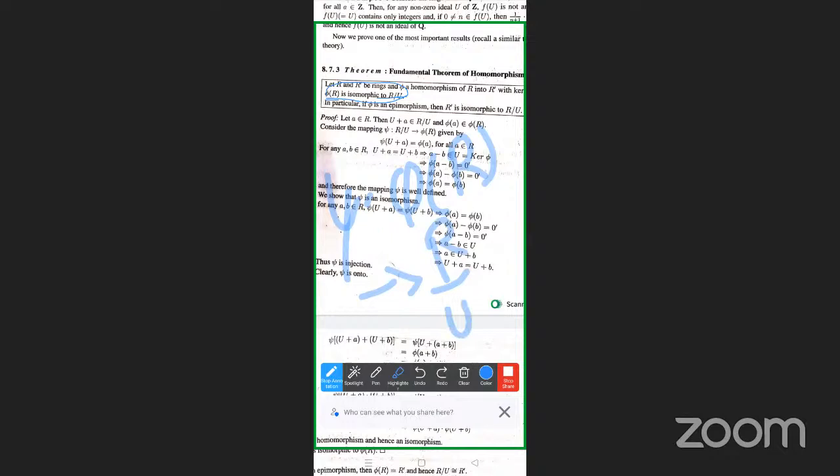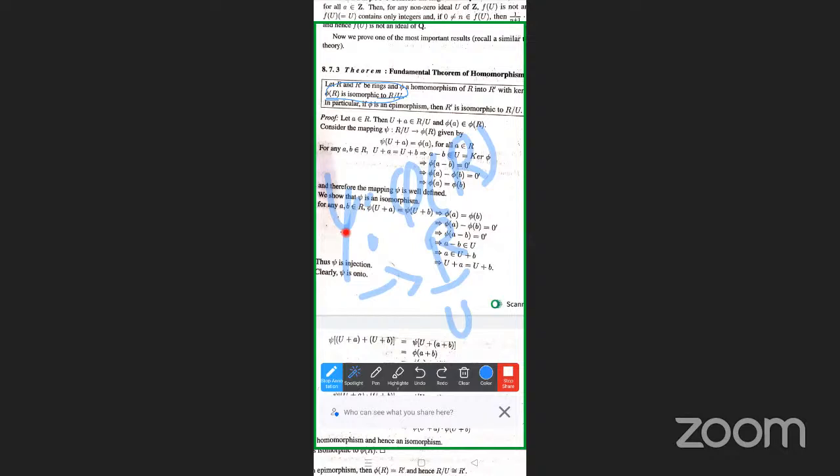So we are taking a function, so we define a function. The domain is nothing but π(R), and the codomain is nothing but R/U. So ψ is a function from π(R) to R/U. Then we have to show that ψ is an isomorphism.